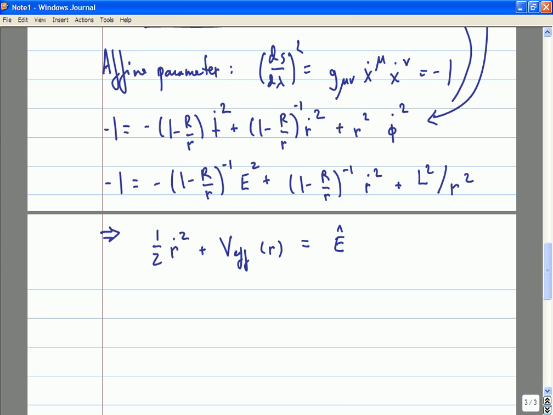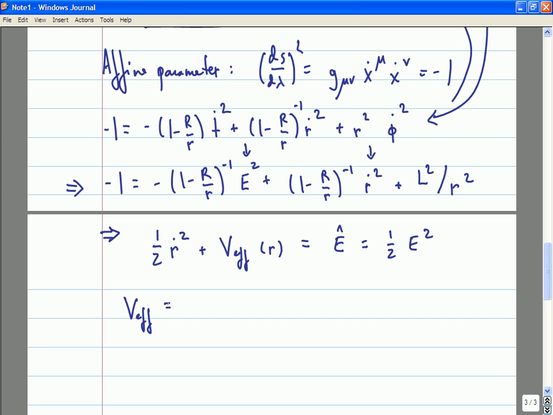So let's stare at this equation for a second. How would you rewrite this upper equation in terms of that lower equation? Well, you multiply everything through by 1 minus R over r to isolate this r dot squared term. Maybe you multiply it by a half, and you see that that will be equal to a constant, E hat, which is equal to 1/2 E squared. And the effective potential, V effective, is just some function of r.